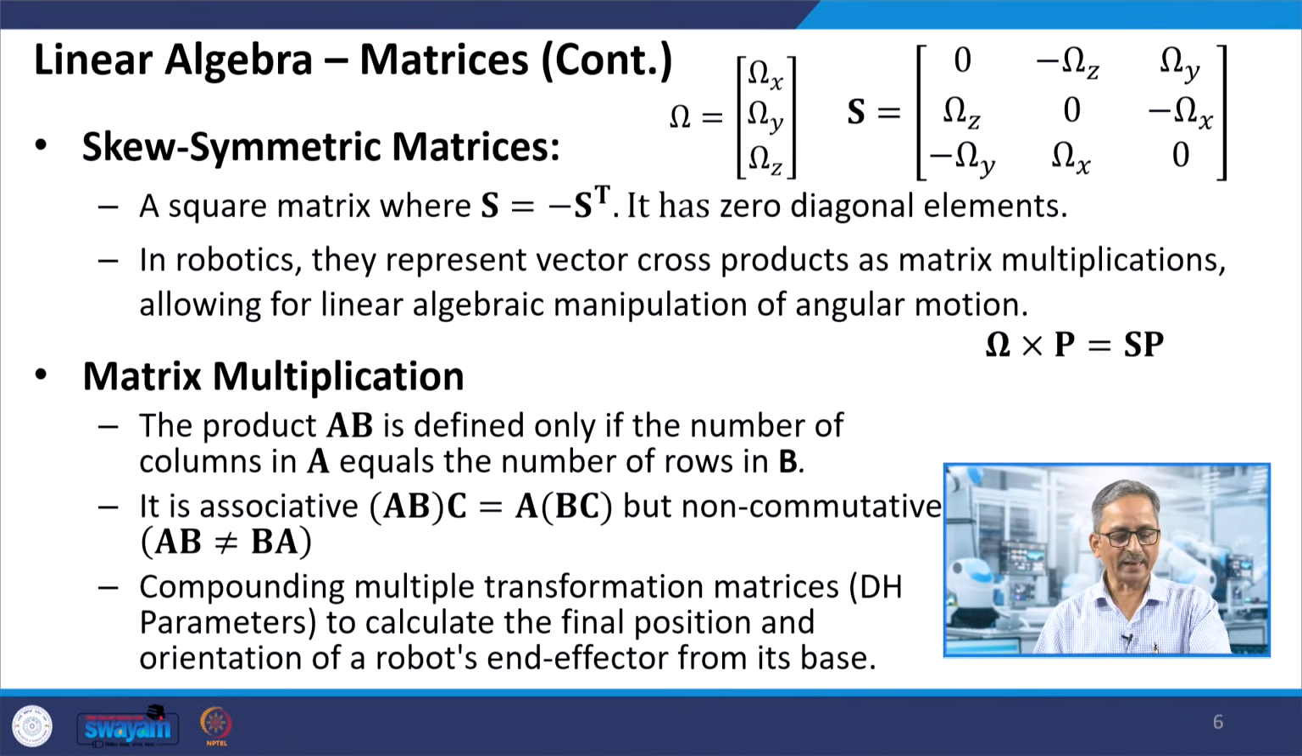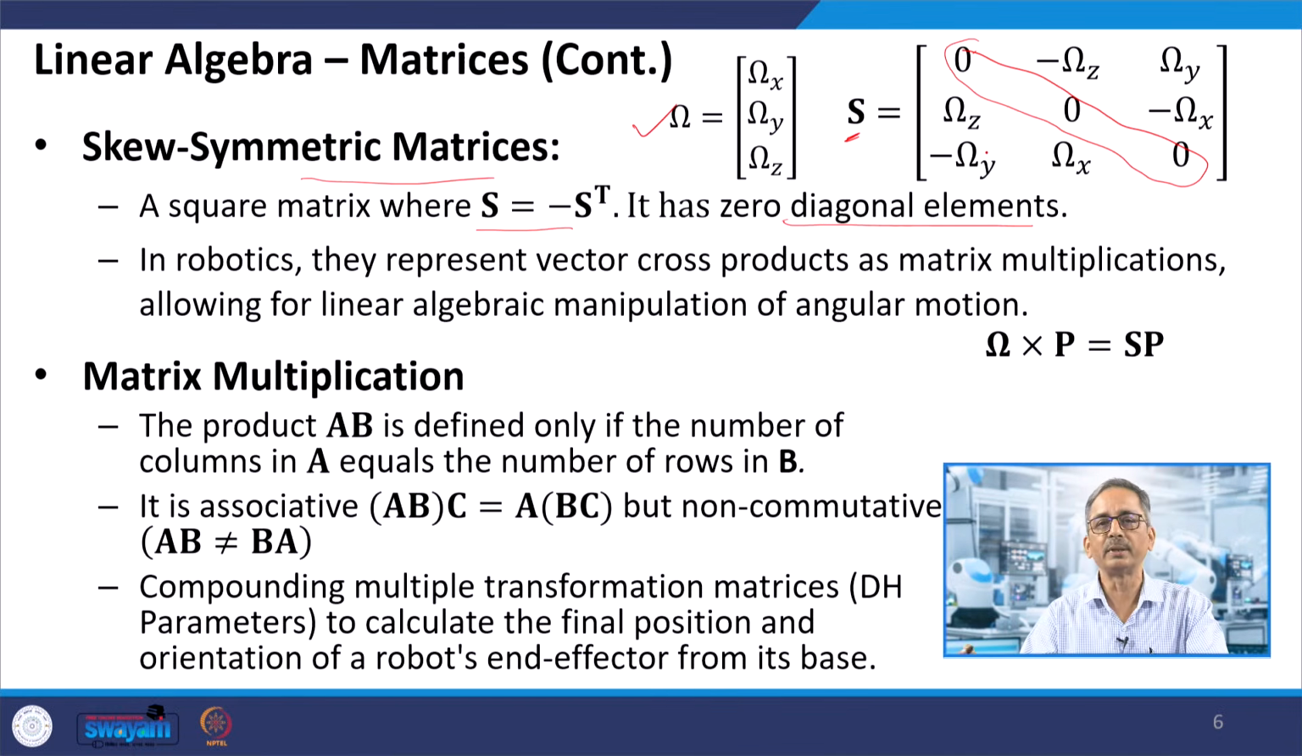There is a special class of matrix called the skew symmetric matrix. It is a square matrix where S is equal to minus S transpose, and it has zero diagonal elements. In robotics, we use this concept to represent a vector cross product as the product of a matrix and a vector. For example, if your vector omega is defined like this, I can define a skew symmetric matrix S here, with zero diagonal elements and the other elements shown like this.